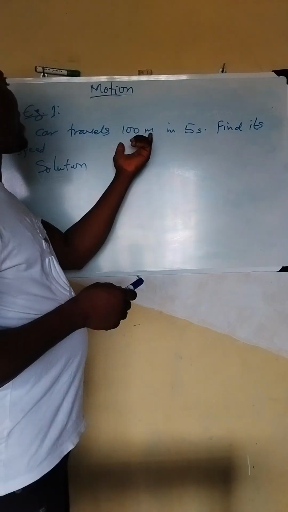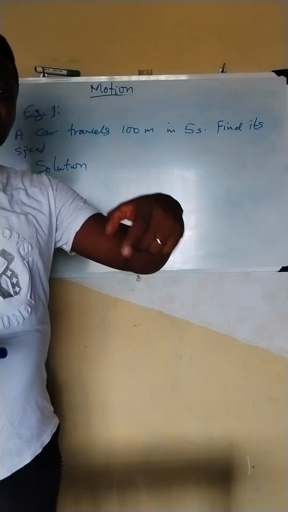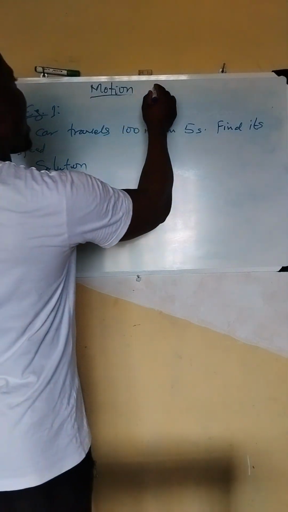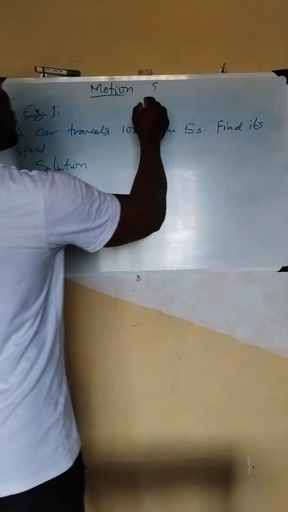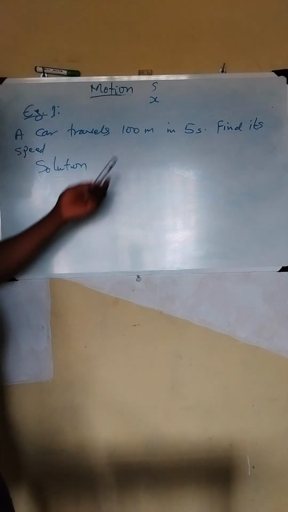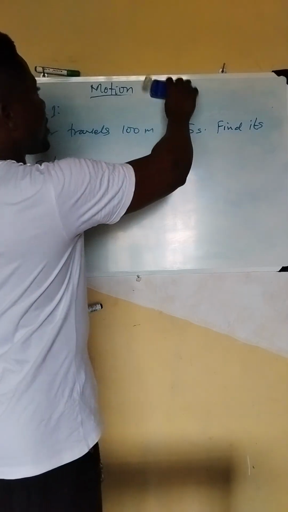So here we have 100 meters per second. You should think, what is that thing as measured in meters per second? You know, that is what? Distance. You can use s for distance, then use x rather for displacement.